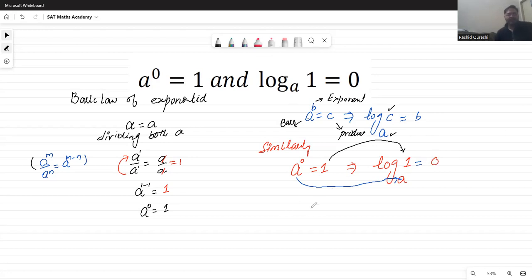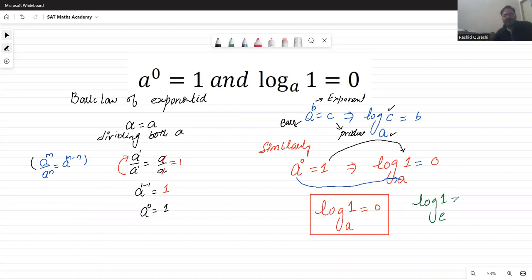So whenever you have log of 1 with any base, the answer will always be equal to 0. That's a very important result we have to use in different situations. When you apply this result with the green marker, log of 1 base e is always equal to 0. This shows ln of 1 is equal to 0.